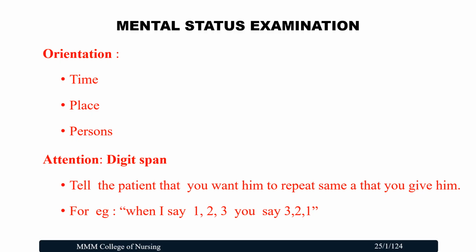Orientation and attention. In orientation, ask the patient about time, place, and person. In time, for example, what day is it? In place, for example, what is the name of the place we are in? In person, what is your name and who am I? And attention, for example, a digit span test: tell the patient that you want him to repeat what you give him. For example, when I say 1 2 3, you say 3 2 1.